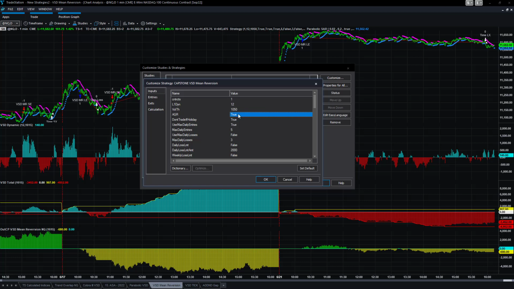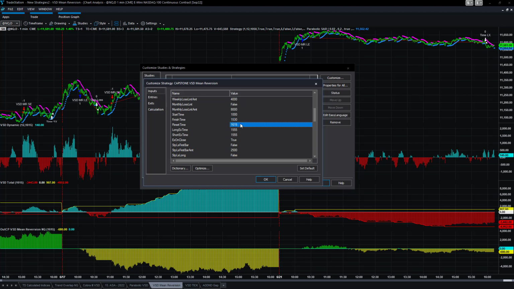True, aggressive, you set that at false, it adds one more rule and you get fewer trades, and it works further back. Don't trade on holiday, that's a general rule. No more than 5 trades per day. Max daily losses, daily loss limit, weekly loss limit, monthly loss limit are all false. Start trading at 10 Eastern Time, 30 minutes after the open. You end at 30 minutes before the cash close.